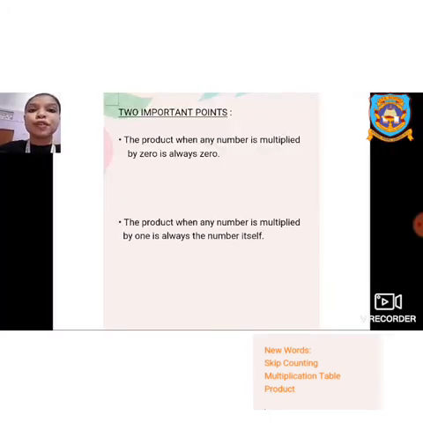Now children, two very important points are given related to multiplication. The first is, the product when any number is multiplied by 0 is always 0. Now the word product is given here. What do you mean by product? When you add two numbers, you get the sum. When you subtract two numbers, you get the difference. Similarly, in multiplication, when you multiply two numbers, the answer you get is known as product.